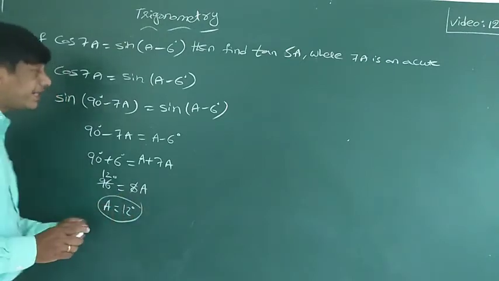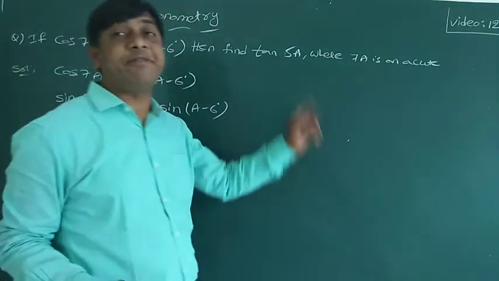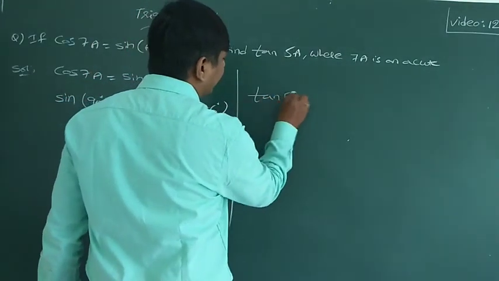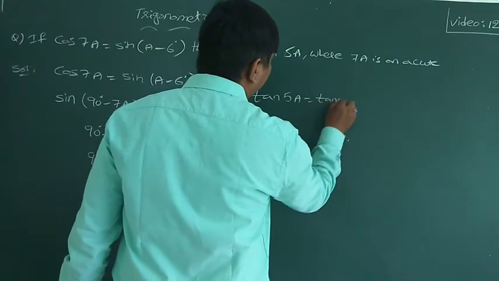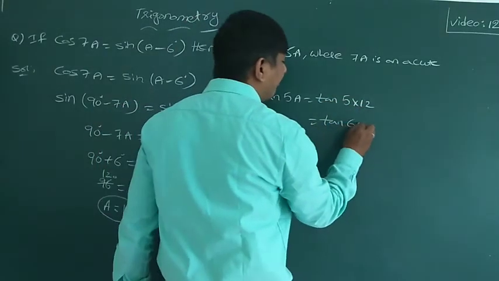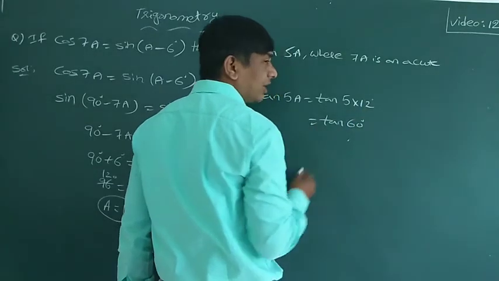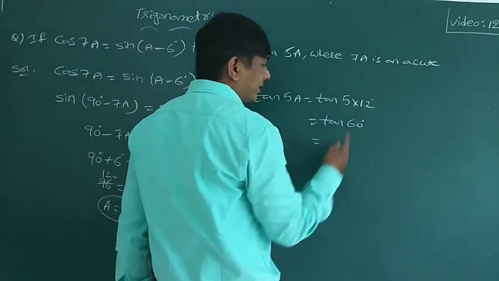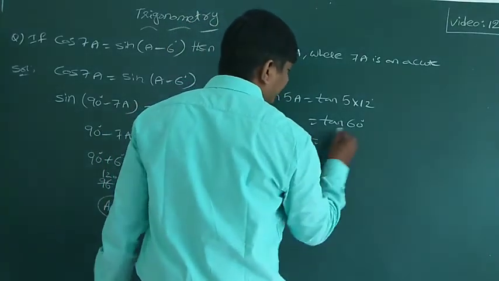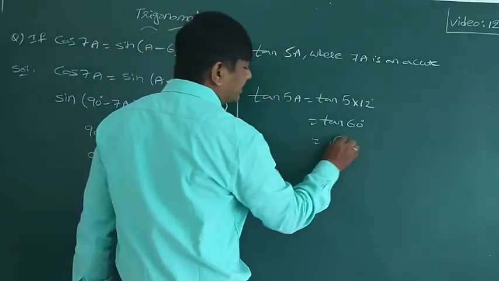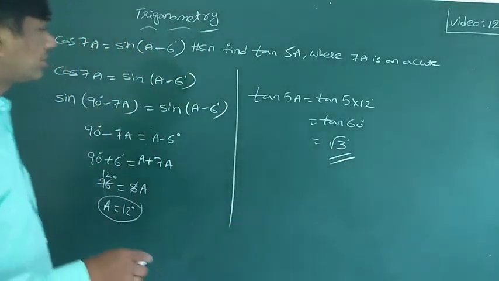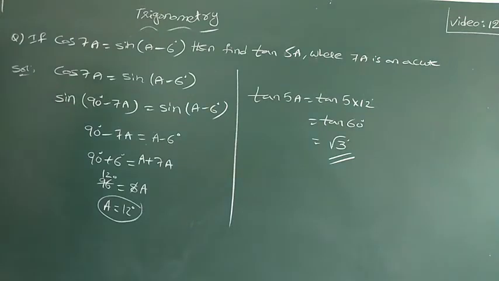But I don't require A exactly. What I require is tan 5A. Tan 5A is equal to tan of 5 into 12. That is equal to tan of 60 degrees, sir, not 6. 12 fives are 60. So tan 60 degrees value is root 3. Tan 60 degrees is root 3. Okay? Please write down.